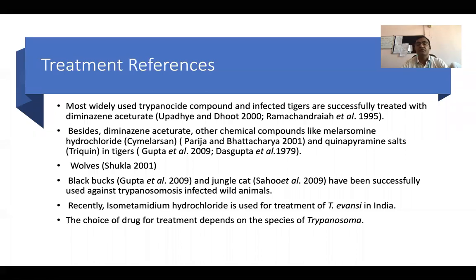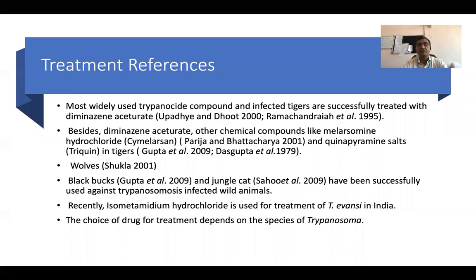Actually, there are two salts available, quinapyramine chloride and quinapyramine sulfate. That salt is reported; people have used it successfully for the treatment of trypanosoma, especially in tigers. The Triquin name is there. Then in wolves also, in blackbuck also, and in jungle cats, these are some of the reported uses of this quinapyramine salt for the successful treatment of trypanosomiasis. Recently, isometamidium hydrochloride is also used for the treatment of trypanosoma in India.